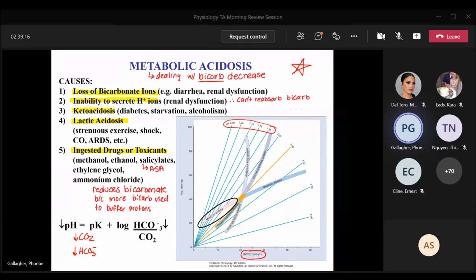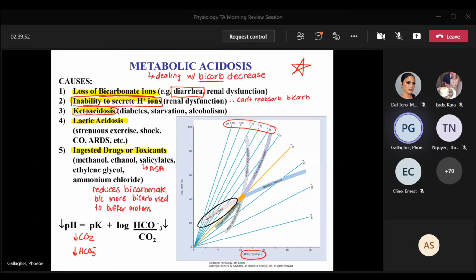Okay, so the causes of metabolic acidosis are going to be anything that leads to a loss of bicarbonate ions. His main example that he does use is diarrhea. So make sure you know that diarrhea leads to a loss of bicarbonate ions. Renal dysfunction, he may say, but that's kind of vague, so he would most likely be more specific about that. So anything that leads to an inability to secrete proton ions. If your proton pump is inhibited, then you will see a little bit of metabolic acidosis because of that.